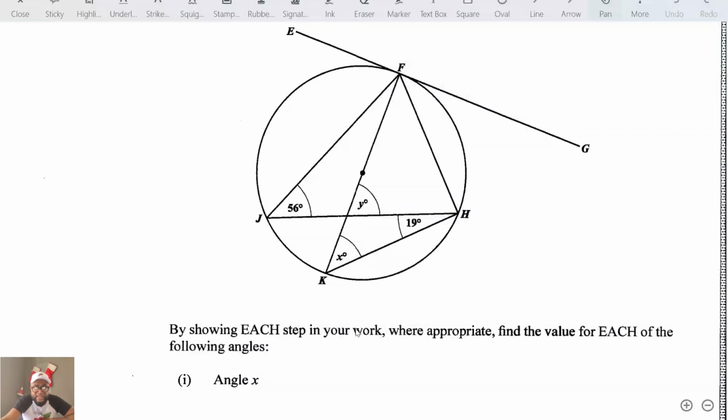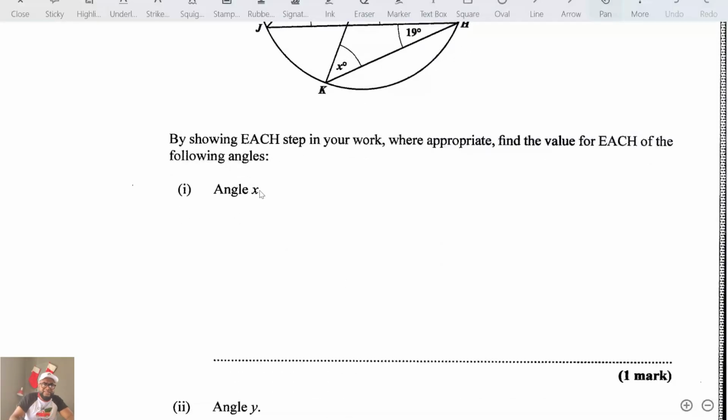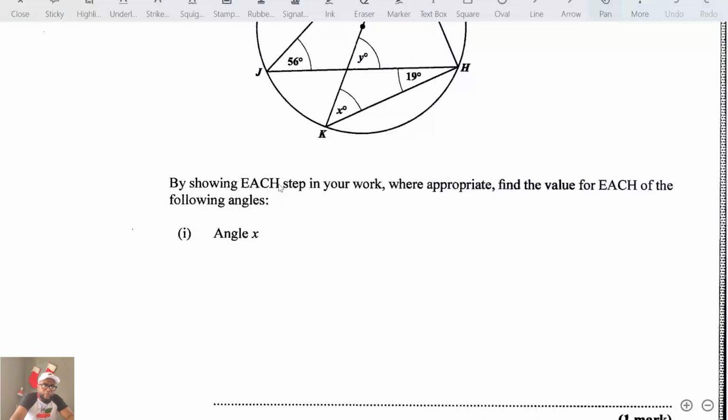By showing each step in your work, where appropriate, find the value of each of the following angles. Angle X. That's dog food. Come on, together. What is angle X? 56. And what's the reason?